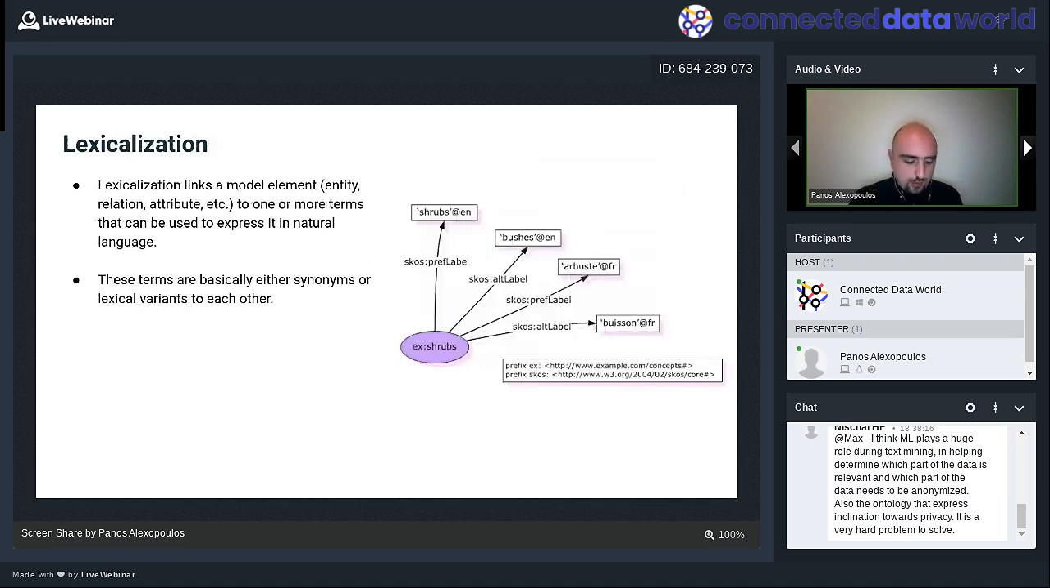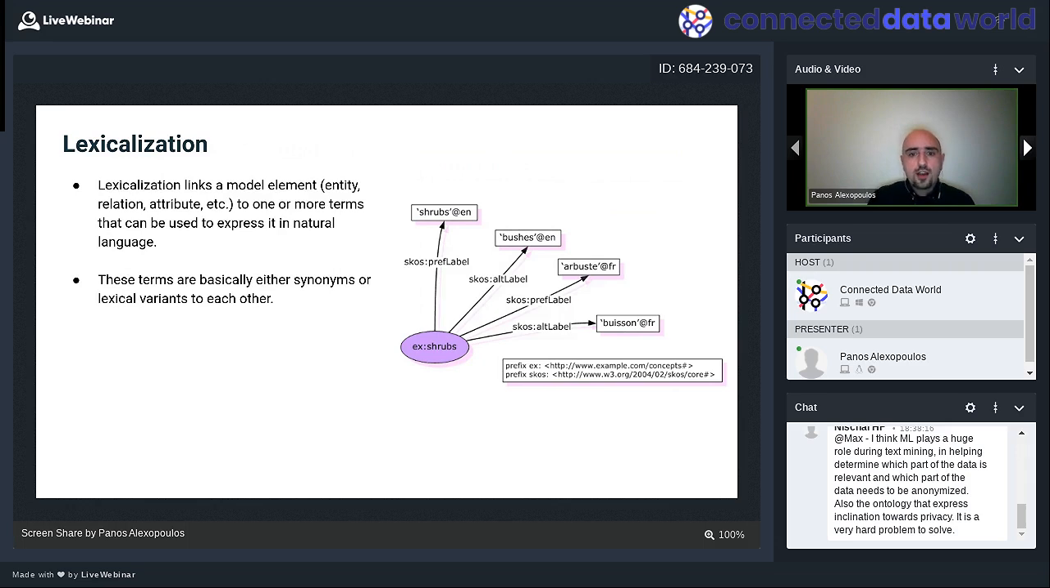One very important element in a knowledge graph, and in ontologies in general, is lexicalizations. It's what makes the difference between what Google calls strings and things, right? A knowledge graph is meant to contain conceptualized, semantic knowledge. That means it doesn't model strings or terms without meaning. It models entities and concepts. Lexicalization is the process by which we link a model element, an entity, a relation, or an attribute, to one or more terms that can be used to express it in natural language, right?